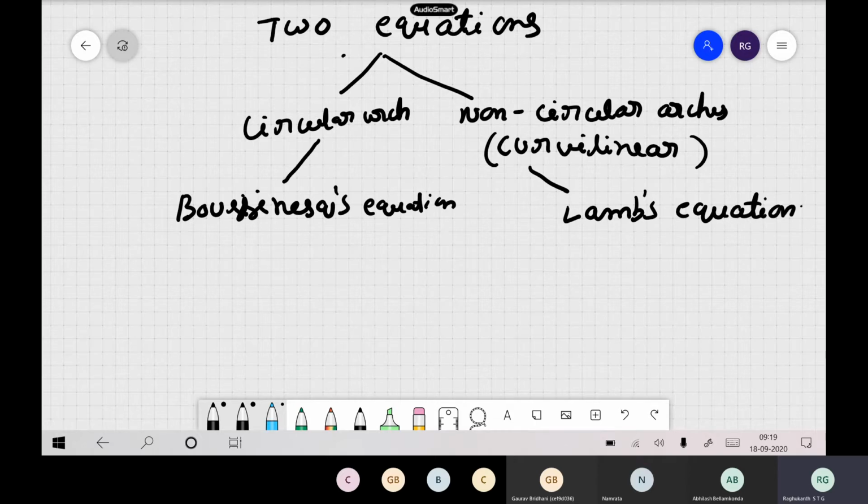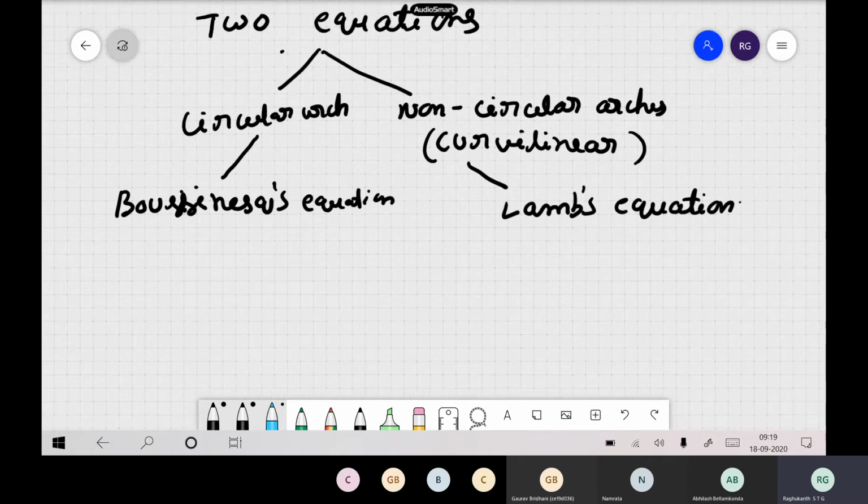You followed. So there are basically two things. Circular arch means the analysis becomes simple. So this itself is sufficient. It is very, very easy and very straightforward.